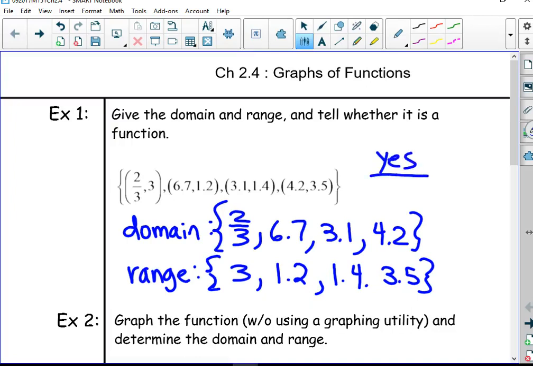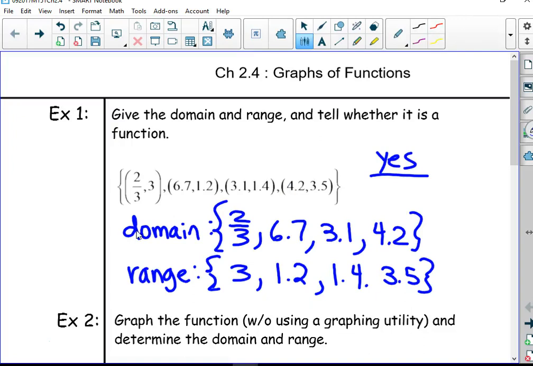Now, when is it not a function in this table format? That will happen if, say, you have an x value that gets repeated. Say this point, instead of being 4.2 and 3.5, was 3.1 and 3.5. So what we have is the same x value of 3.1, but we get 2 different y values out. That means that it's not predictable, and it's not a function. So just look for those repeating x values, and if you get 2 different y values, then it's not a function.